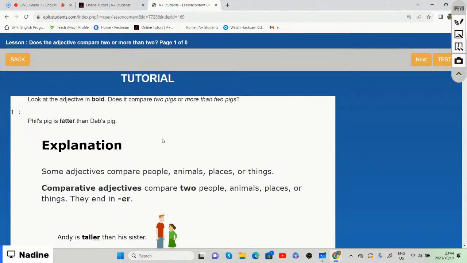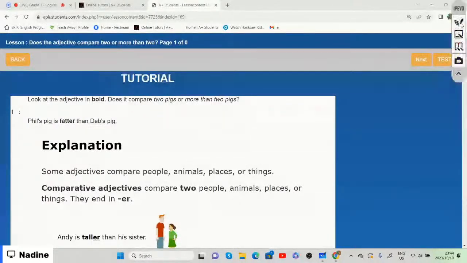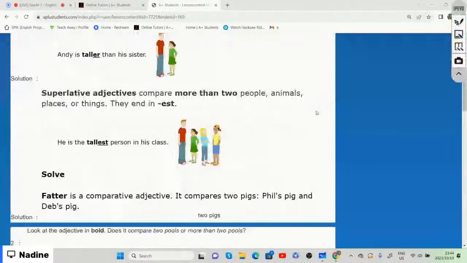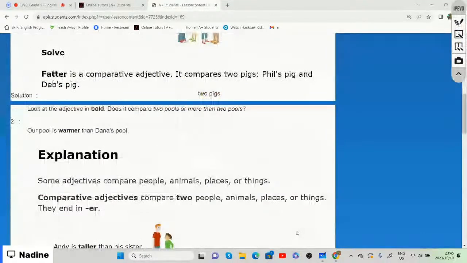If we compare, then we can say we are comparing two pigs, Phil's pig and Dave's pig. Two pigs are being compared. Our pool is warmer than Dana's pool.